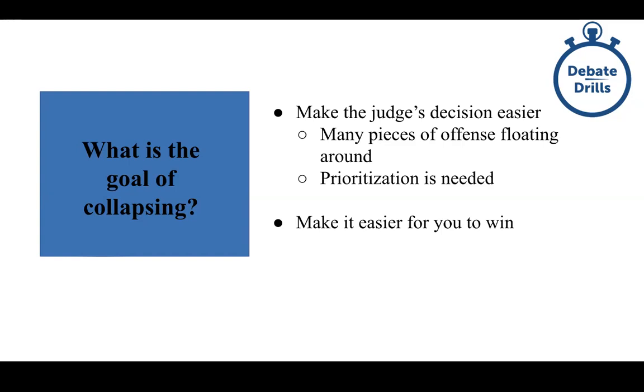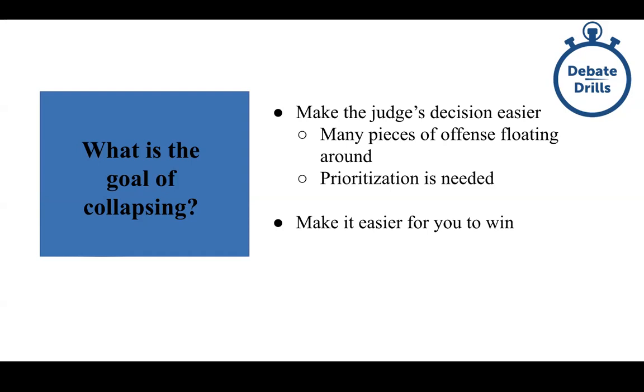And so then the judge needs to intervene and needs to decide themselves what is important. And the moment that the judge needs to intervene and decide themselves what is important, that is when the round becomes totally unpredictable and it becomes hard for you to consistently win. So that's why you need to collapse to actually be able to win.